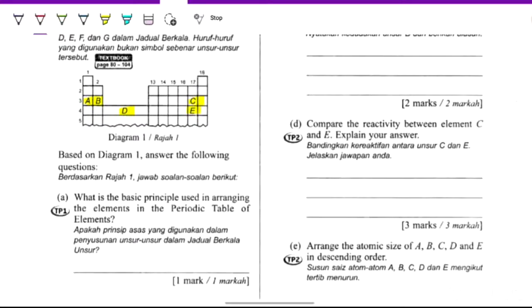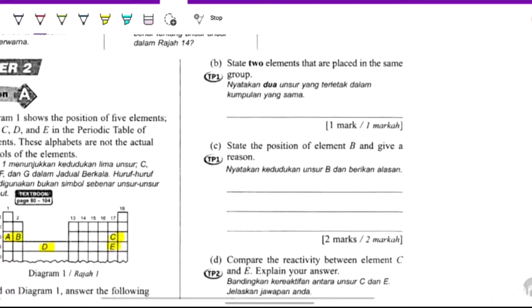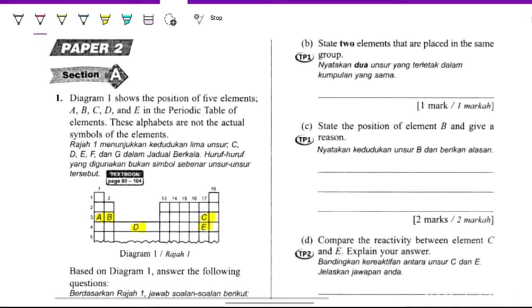So this one is the basic knowledge on the arrangement of the periodic table. It's the increasing proton number. Next question, state 2 elements that are placed in the same group. The same group will be C and E. The others are not in the same group.